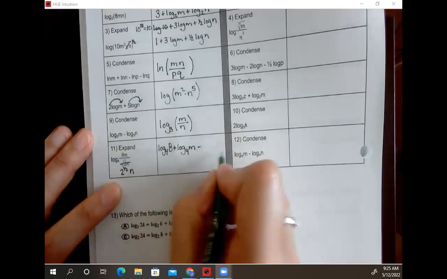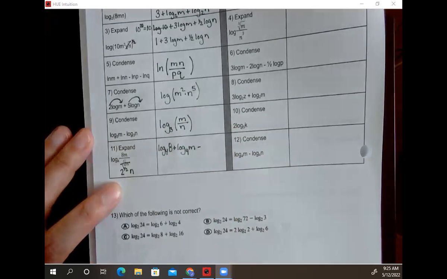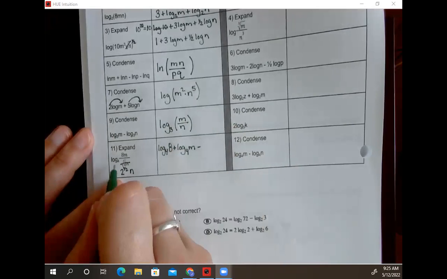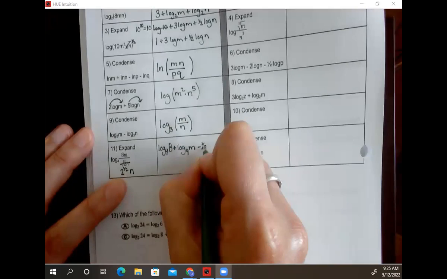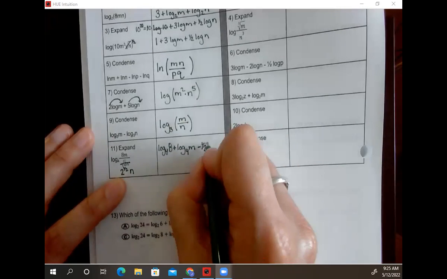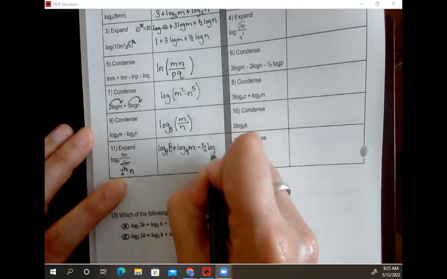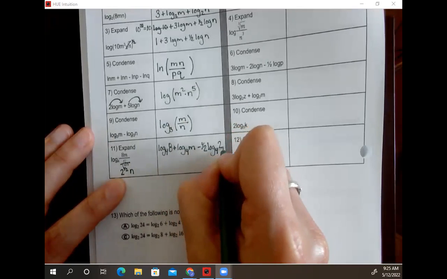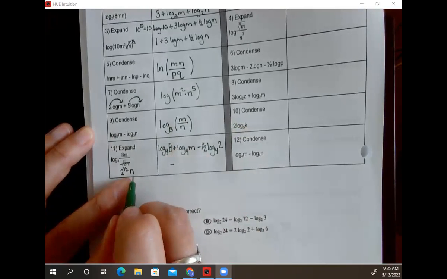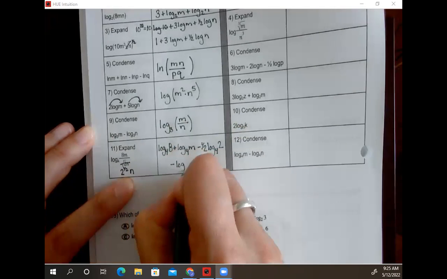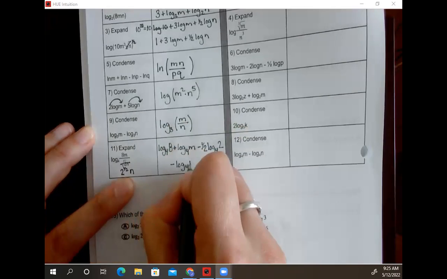And I'm going to run out of room on this line here, so I'll wrap around in just a second. I'm going to subtract log base 4 of 2, but since it has that 1/2 power, that 1/2 will be my coefficient in front. So log base 4 of 2, and then minus, since I'm also dividing by n, minus log base 4 of n.